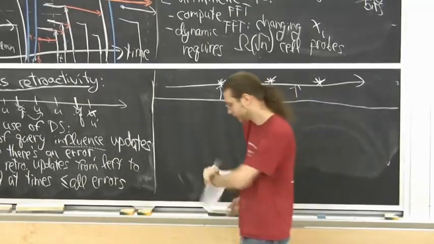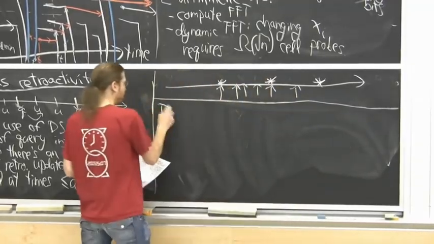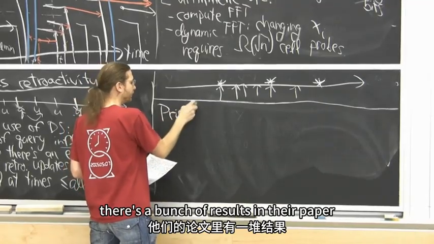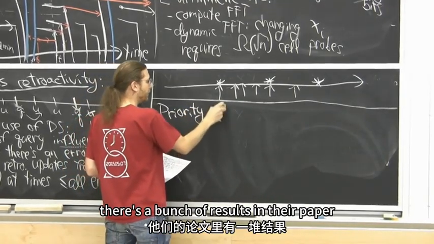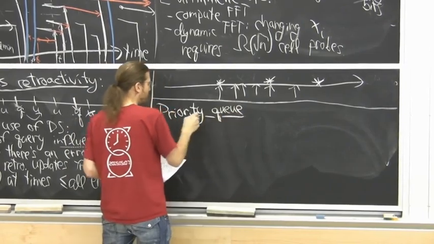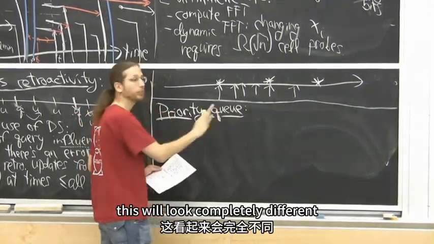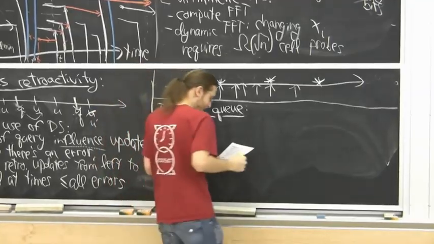Okay, let me give you an example, which is priority queues. There's a bunch of results in their paper, but for symmetry, I'll tell you about priority queues. This will look completely different, so don't worry.